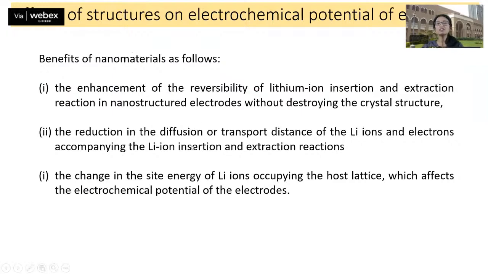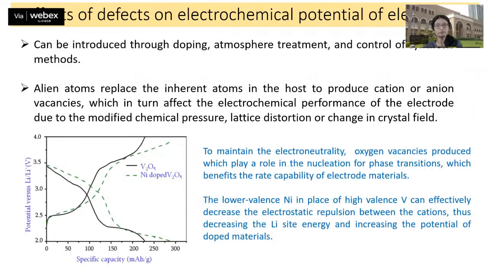And because there is a reduction in the transport distance, the efficiency of the electrode material increases. Also, there is a change in the site energy of lithium ions occupying the lattice, so this affects the electrochemical potential of the electrodes. Because if you move into the nano form, there is a change in the site energy of the lithium, which also affects the electrochemical potential of the electrode. So definitely, the structure of your electrode material affects the overall performance of your battery.